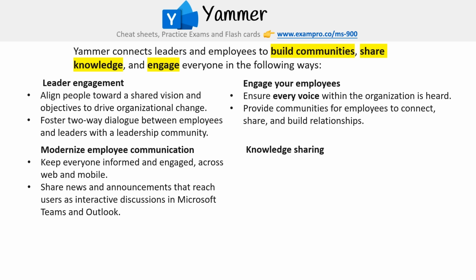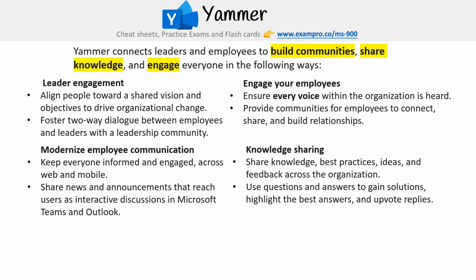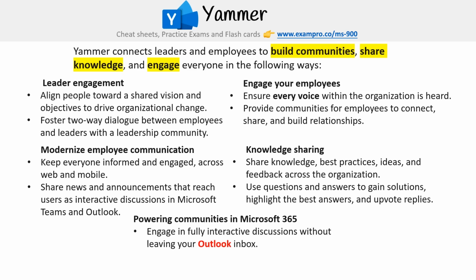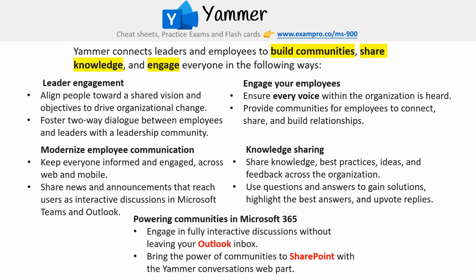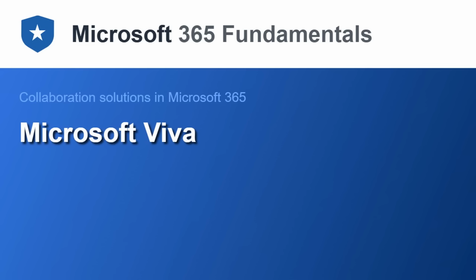Yammer encourages knowledge sharing, so you can share knowledge, best practices, ideas, and feedback across the organization. You can also use questions and answers to gain solutions, highlight the best answers, and upvote replies. Finally, Yammer powers communities in Microsoft 365. You can engage in fully interactive discussions without leaving your Outlook inbox, and bring the power of communities to SharePoint with the Yammer Conversations web part. So that's the general overview of Yammer and how it can be used to help communities connect and grow.